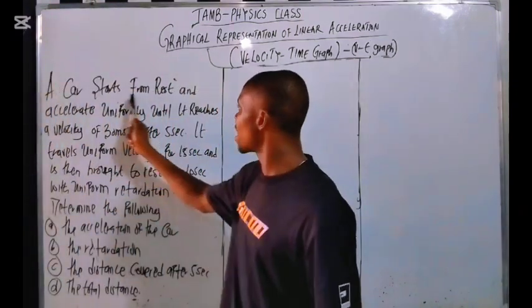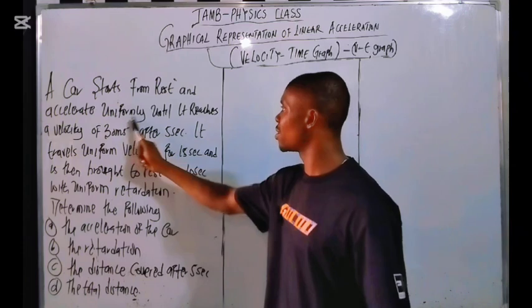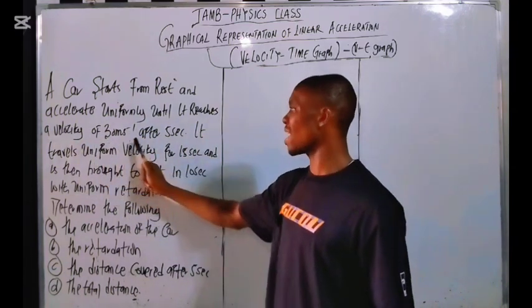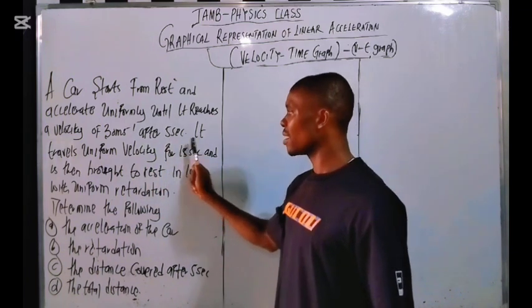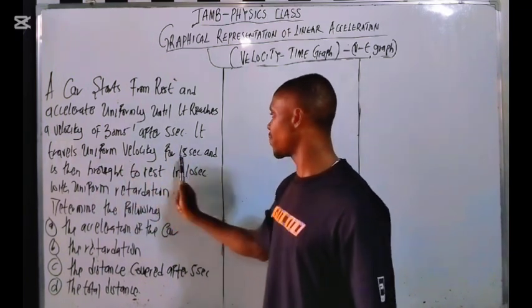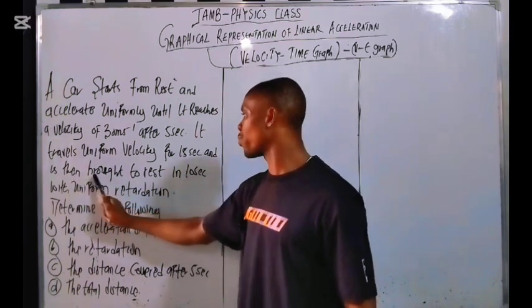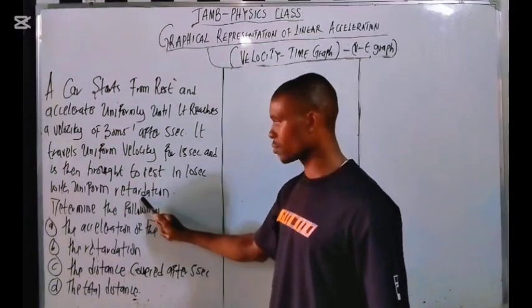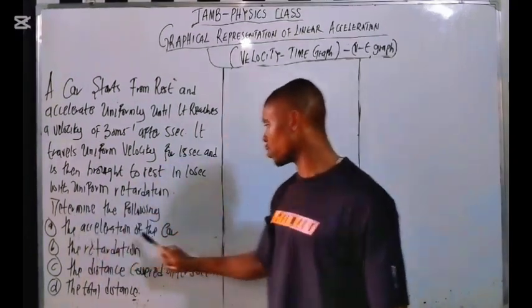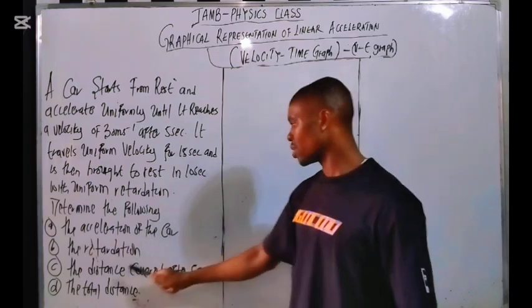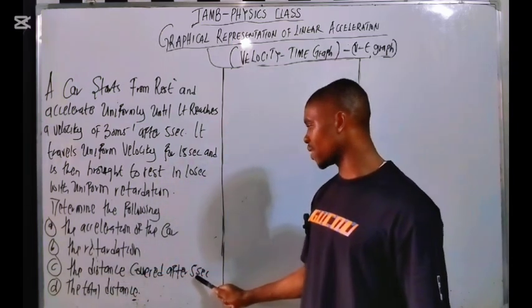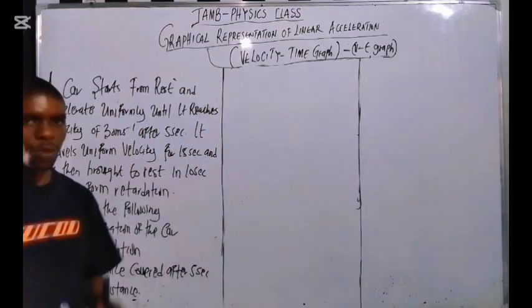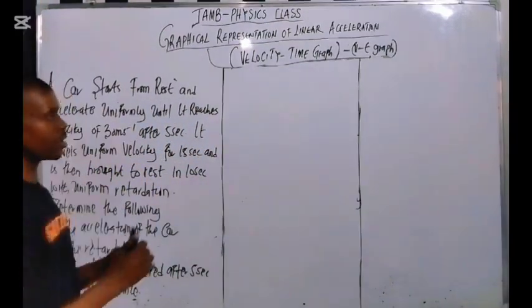A car starts from rest and accelerates uniformly until it reaches a velocity of 30 meters per second after 5 seconds. It travels at uniform velocity for 15 seconds and is then brought to rest in 10 seconds with uniform retardation. Determine the following: the acceleration of the car, the retardation, the distance covered after 5 seconds, and the total distance. This is what we have already done individually. But now let's understand the interpretation here.